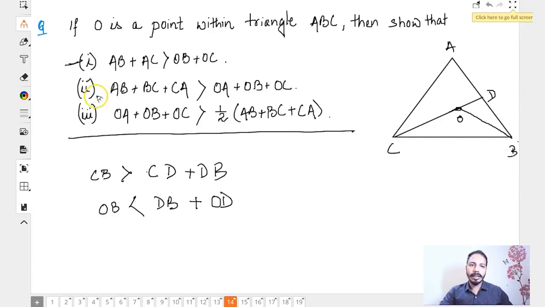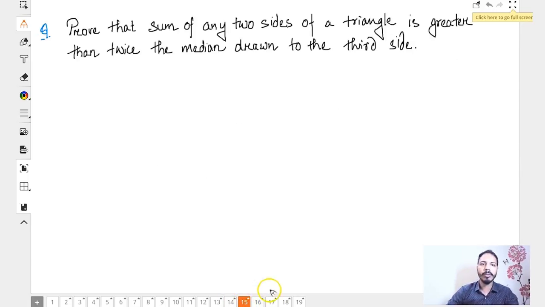Similarly, if you can prove that AB plus AC is greater than OB plus OC, then we can easily show that AB plus CB is greater than OC plus OA. Similarly, if we add all of them, we can prove these two also easily. So try this at home. Since we have less time, we are almost done. So let me go to the next problems.